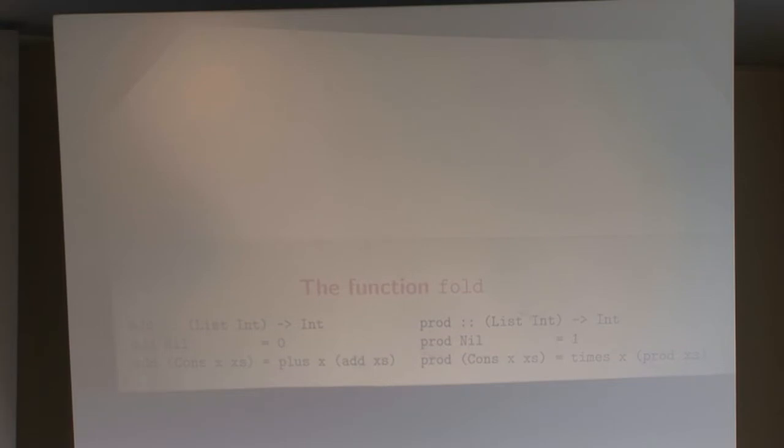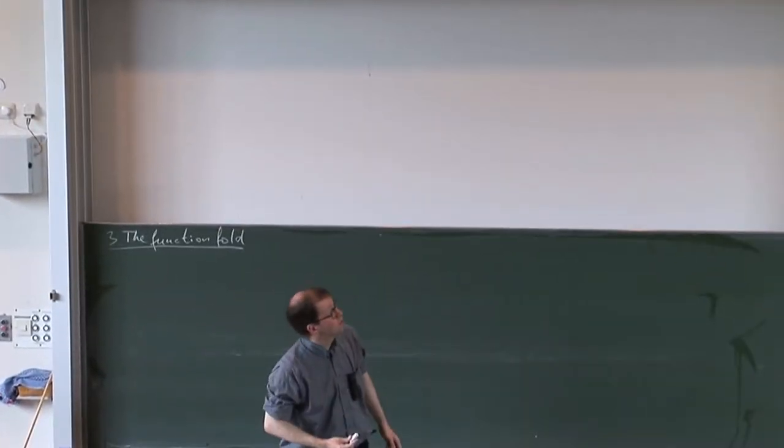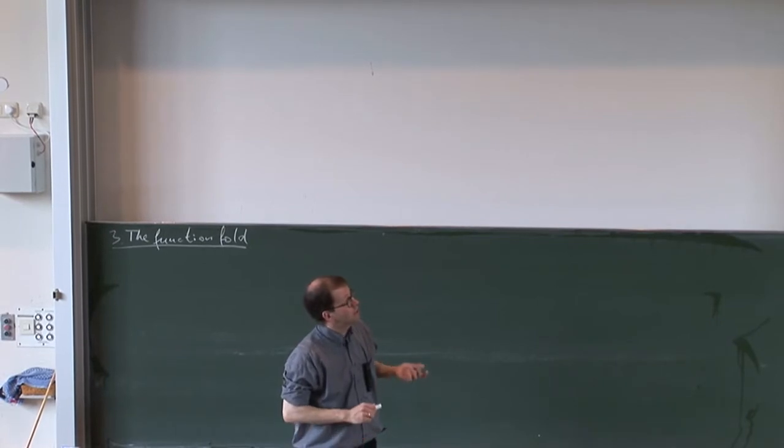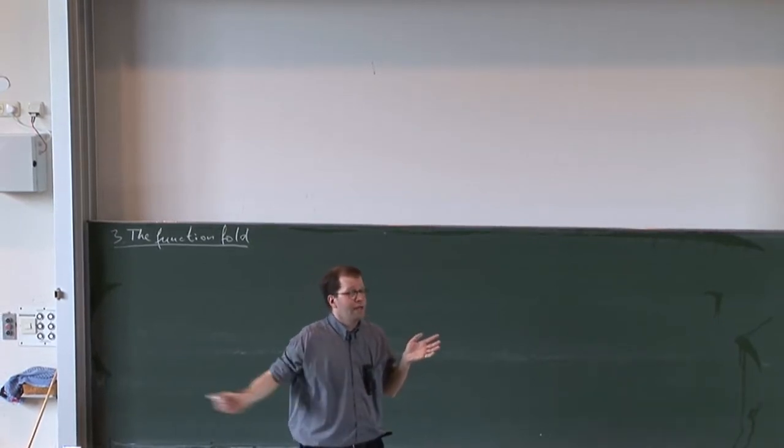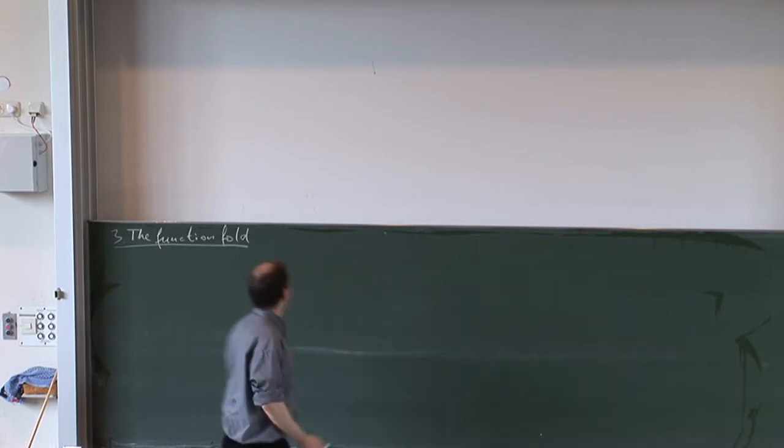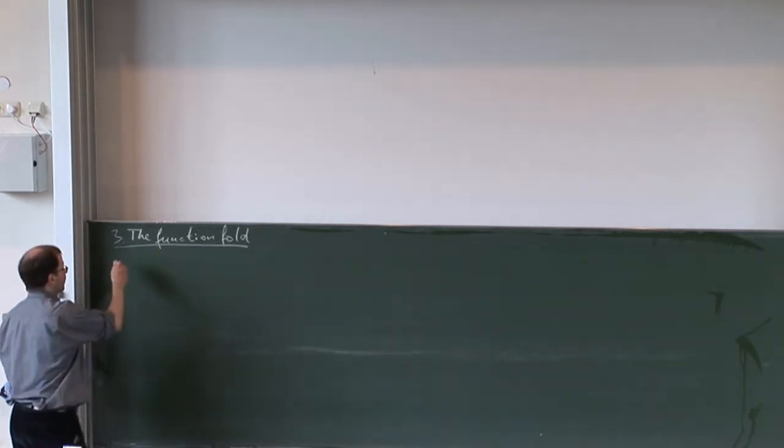So these two functions do the following things. They operate on our user-defined lists. So the empty list now is nil, and the constructor which inserts something into a list is cons. And what these functions should do is the function add takes a list of integers and adds them all up. So it builds the sum of all the elements.